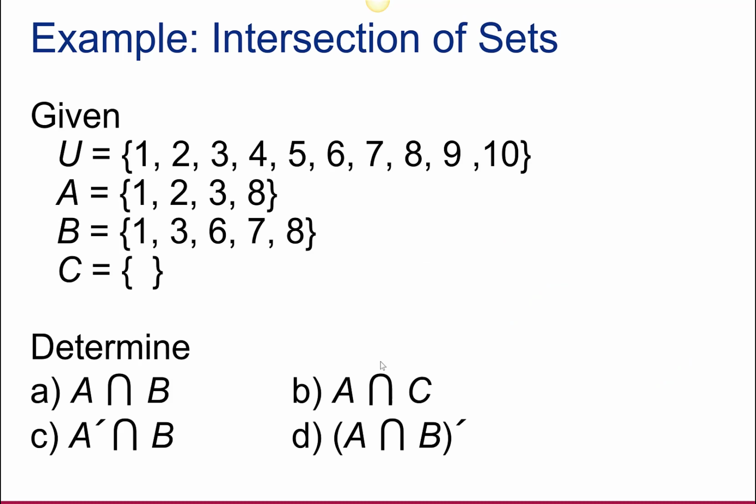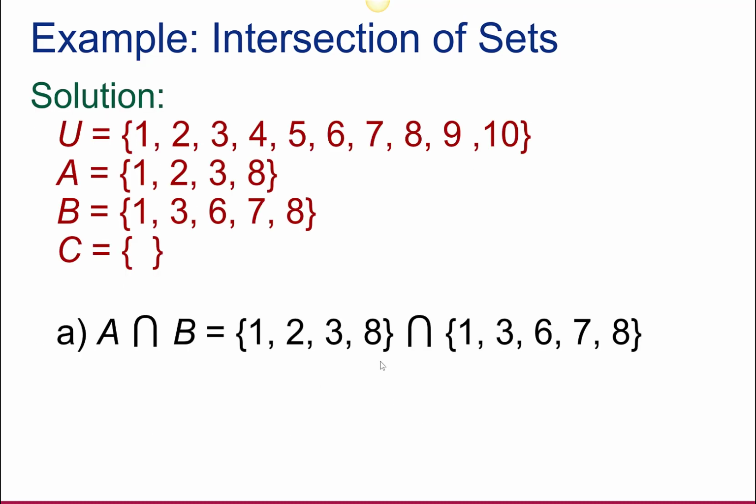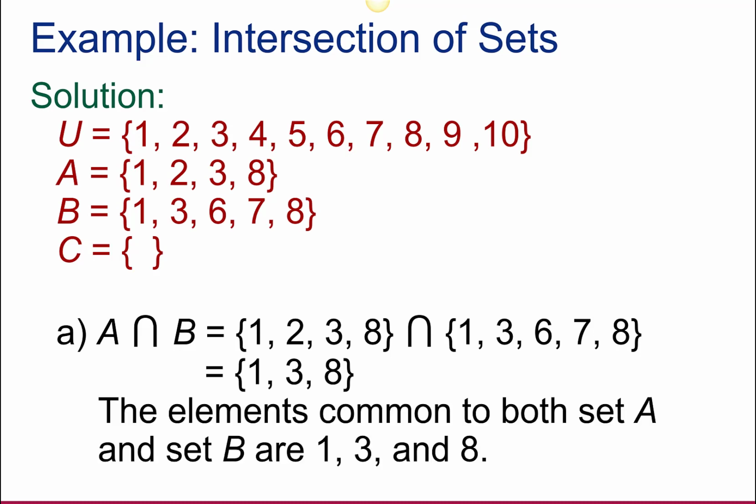Let's work some problems with intersections. Given the universal set contains the elements 1 to 10, and here are sets A, B, and C, we want to determine some intersections. Let's take a look at the first one. We want the intersection of set A and set B. I've listed the two sets here. The intersection, again, is the elements that are common to both sets. So we see 1 is in both sets, 3 and 8. So the intersection of sets A and B is 1, 3, and 8.